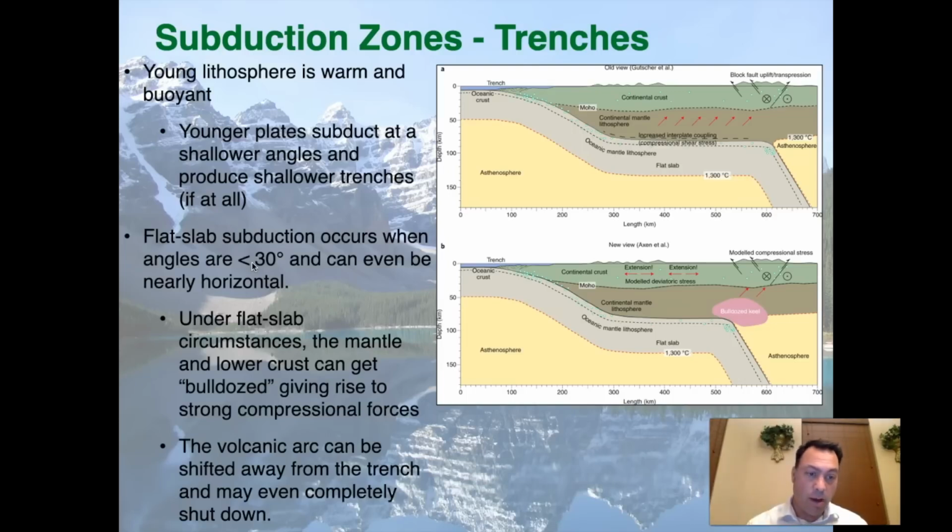And when it goes horizontal, then things get really interesting. Under flat slab circumstances, the mantle and lower crust can get bulldozed, giving rise to strong compressional forces. And that's what's being illustrated over here. This is a flat slab subduction of something called the Farallon plate, which still exists. It's actually completely underneath North America.